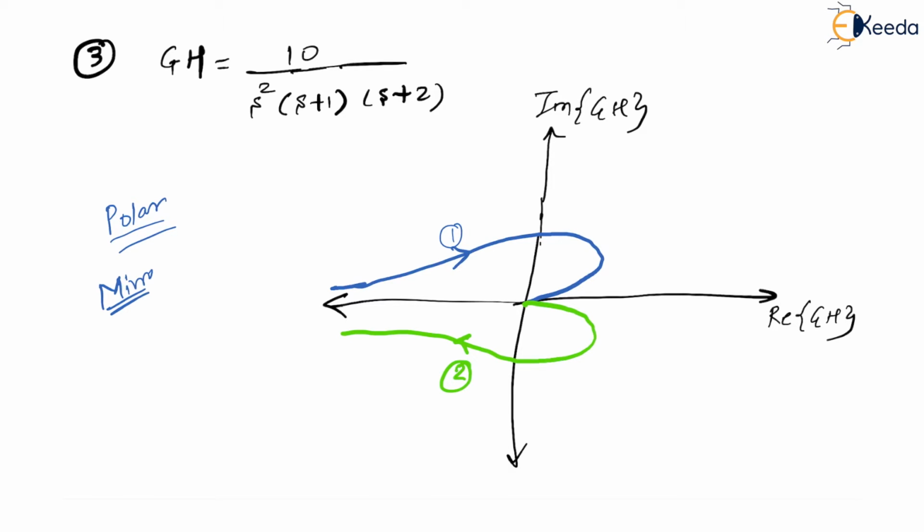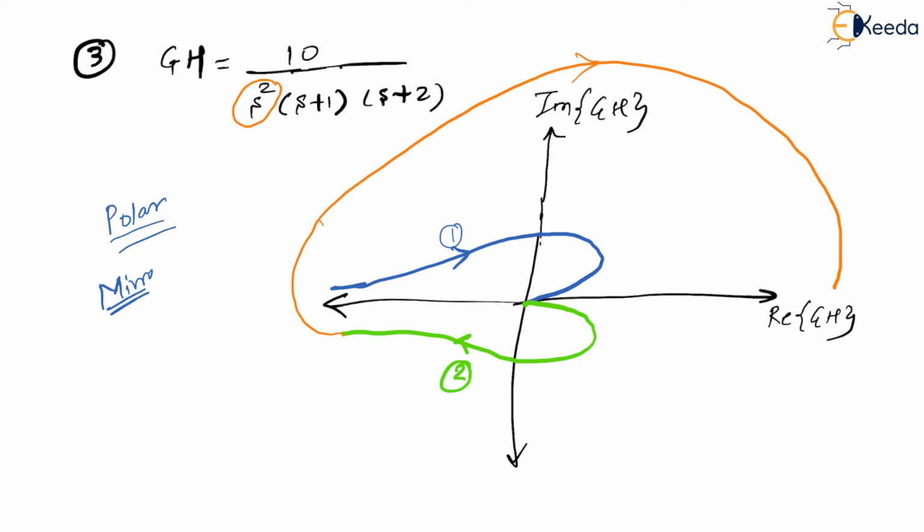Now, step 3 is what? To draw semicircles. So if you see what is happening, you have got two poles at origin. It means this has to move in this direction. This becomes the first semicircle, and this becomes the second semicircle, and I am going to join it to here. Deal done. This is the Nyquist plot.